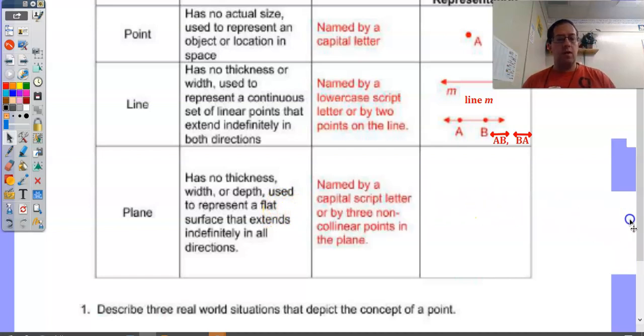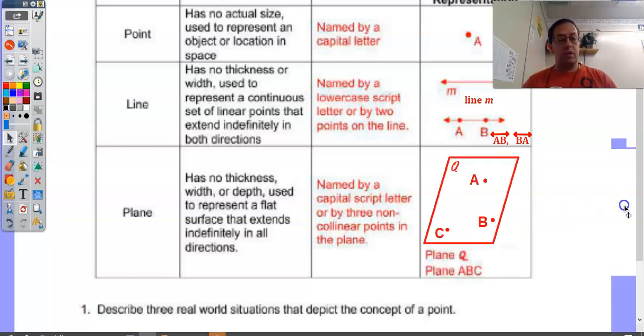Obviously, again, not going to try. The name that we use for a plane is a capital script letter. Line was a lowercase script. Plane is capital script. Or we can use any three non-collinear points in the plane. So, for example, here, generally when we're drawing a plane, we will use a parallelogram. We could have this capital Q right here. Notice it's italic, it's script.